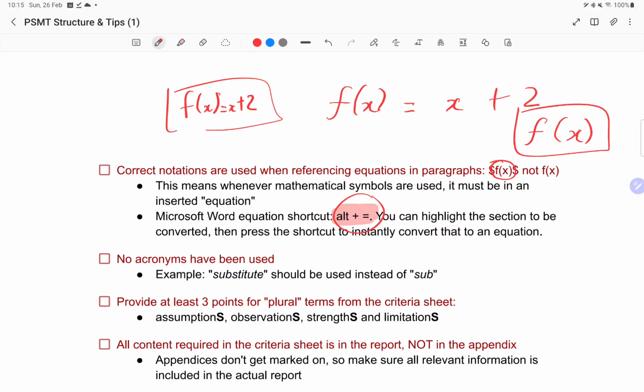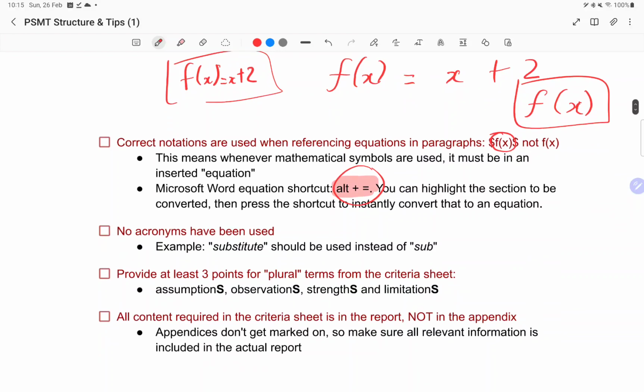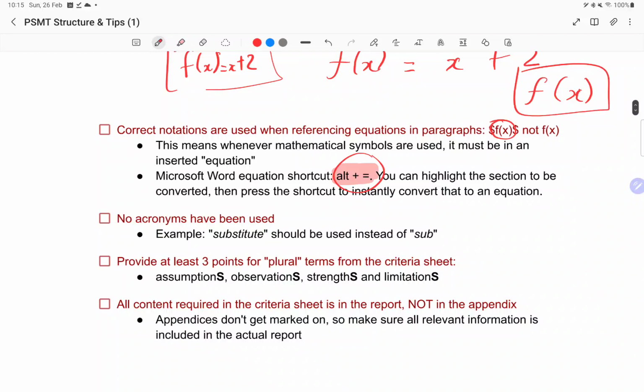Alright, and that's a shortcut for turning anything into an equation. That's also the shortcut to insert an equation, I think. Double check. But you guys should be using Microsoft Word, right? Yeah, and then that will be the same one. Okay, so that's the trick to make all your notation look fancy.